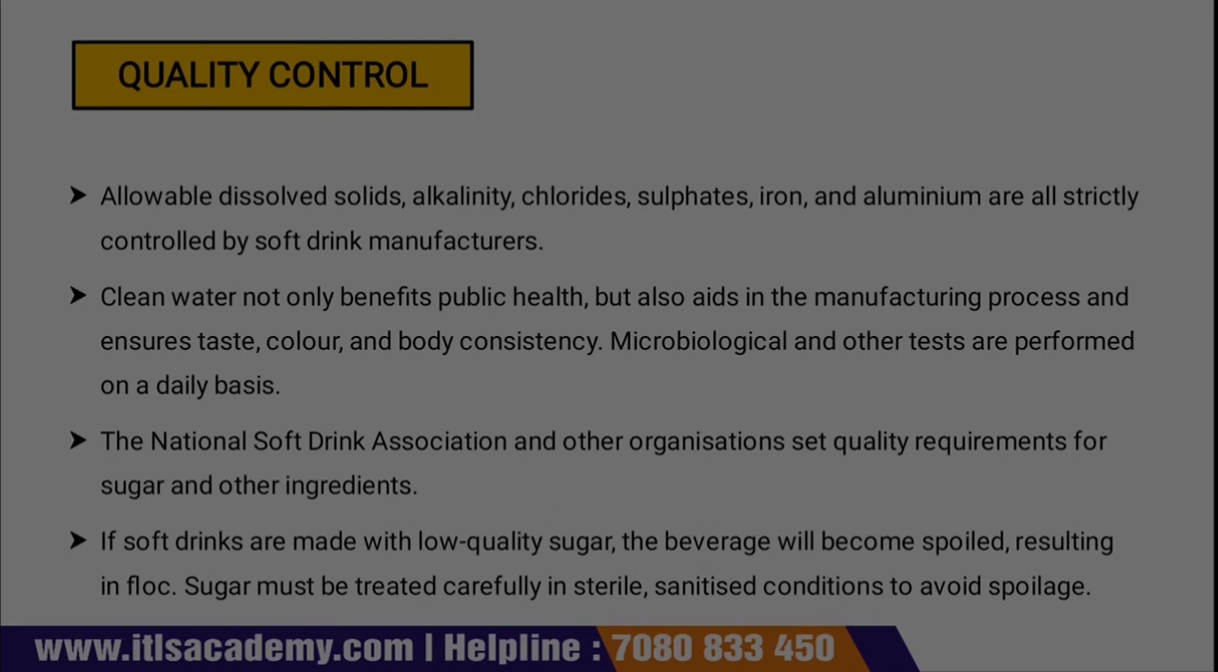So the dissolved solids, alkalinity, chloride, sulfate, iron and aluminium are strictly controlled by the soft drink manufacturers. Whoever the soft drink manufacturers are, they control all of these things very strictly. What? Alkalinity, chlorides, sulfate, iron and aluminium. And it is always preferred to use clean water. What is clean water? It is free from any sort of contamination and it also benefits public health, and the clean water ensures taste, color and body consistency.